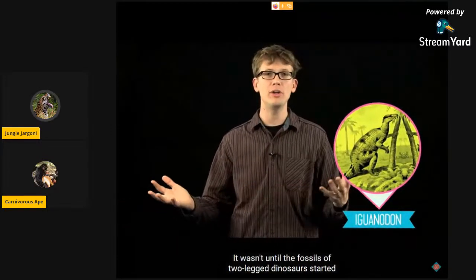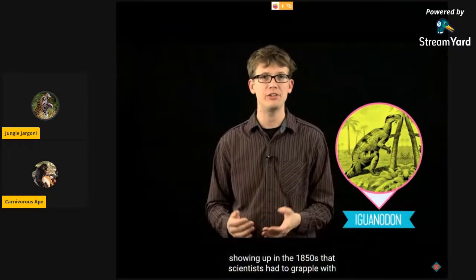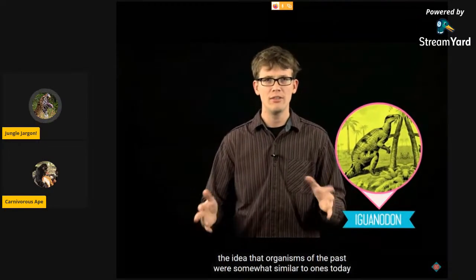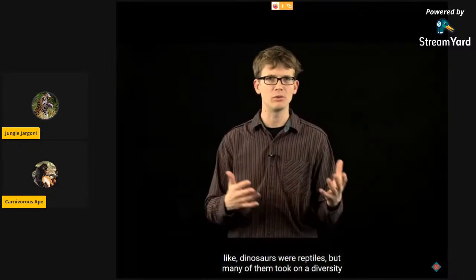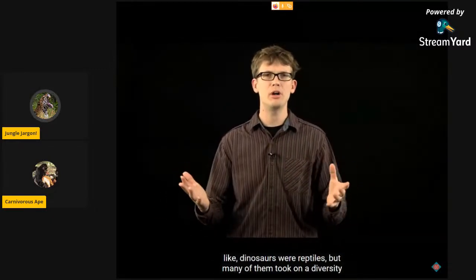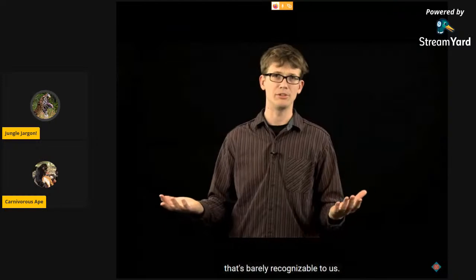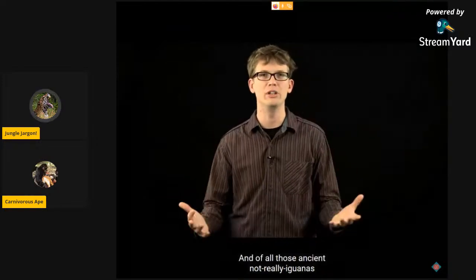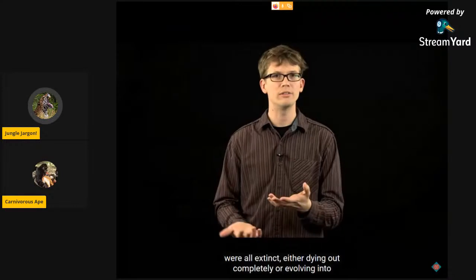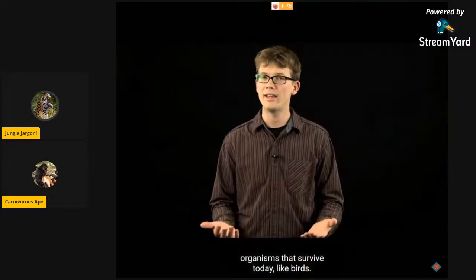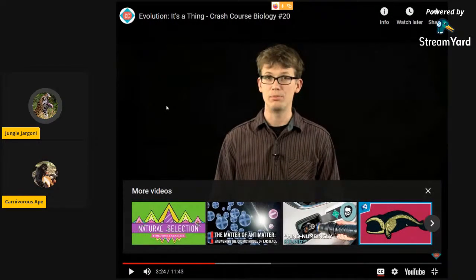It wasn't until the fossils of two-legged dinosaurs started showing up in the 1850s that scientists had to grapple with the idea that organisms of the past were somewhat similar to ones today, like dinosaurs were to reptiles, but many of them took on a diversity that's barely recognizable to us. And all those ancient, not really iguanas were all extinct, either dying out completely or evolving into organisms that survive today, like birds. Yeah, that's a stretch.